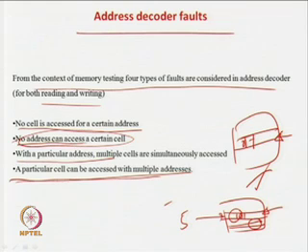So you say that no address accesses a particular cell. This should not be the case. No cell is accessed for a certain address. So these are some of the cases which are actually address decoder faults.